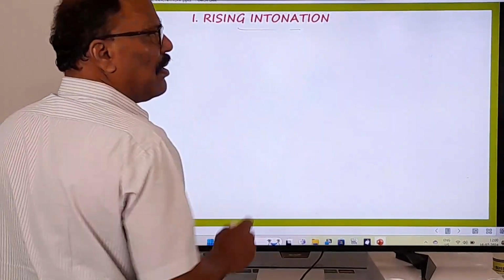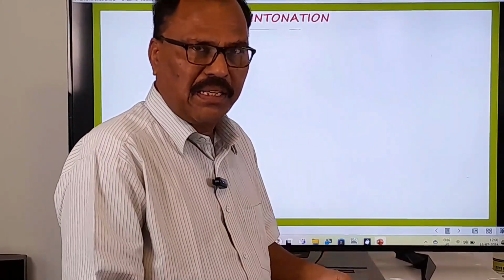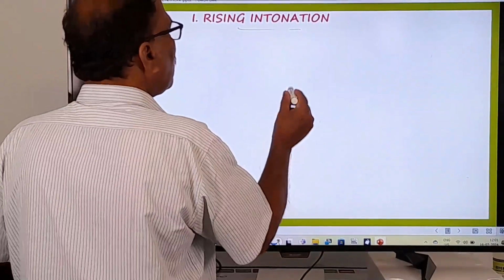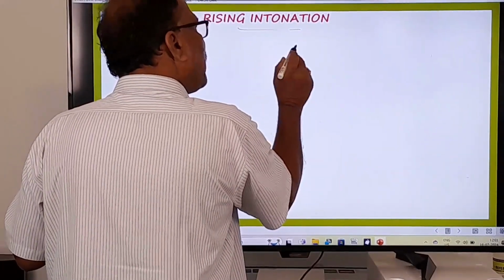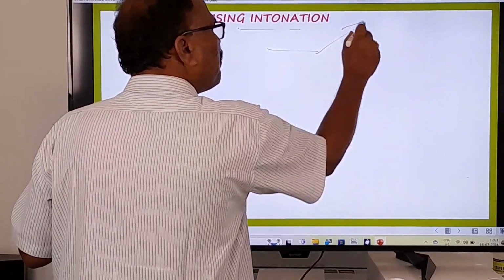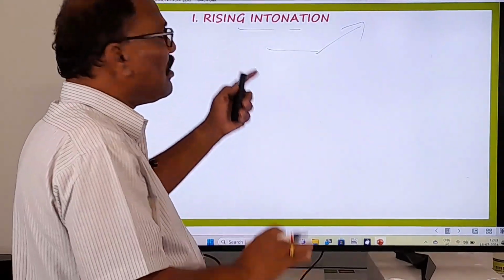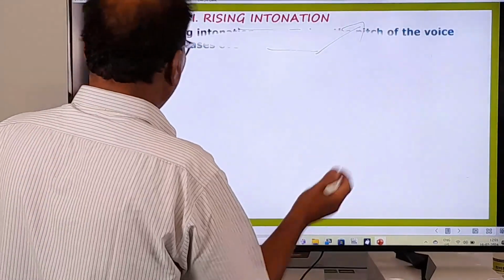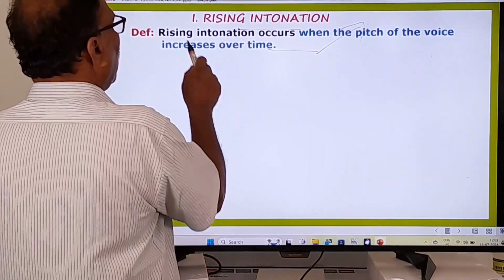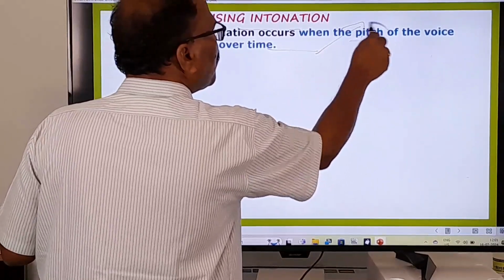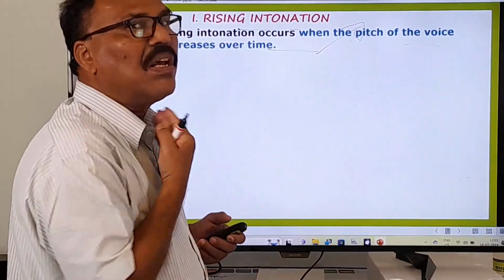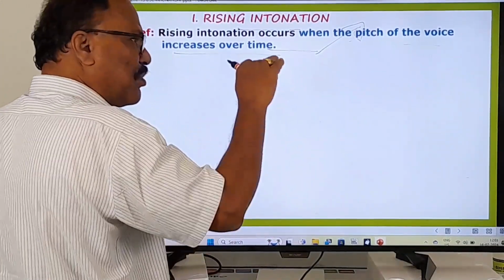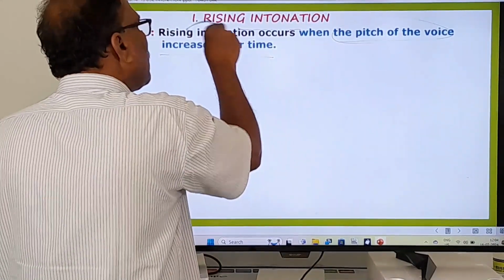Rising intonation is there. Rising intonation is very simple, very easy, and we are going to know where we have to use the rising intonation. Rising intonation means at the end of that statement, the pitch will rise up, it will go up. Where do we have this rising intonation? Where do we have this rising pitch? Means here some details are given. You please pay attention. Rising intonation occurs when the pitch of the voice, the volume of the voice, the sound of the voice increases over time. So that increases there. That is called rising intonation.